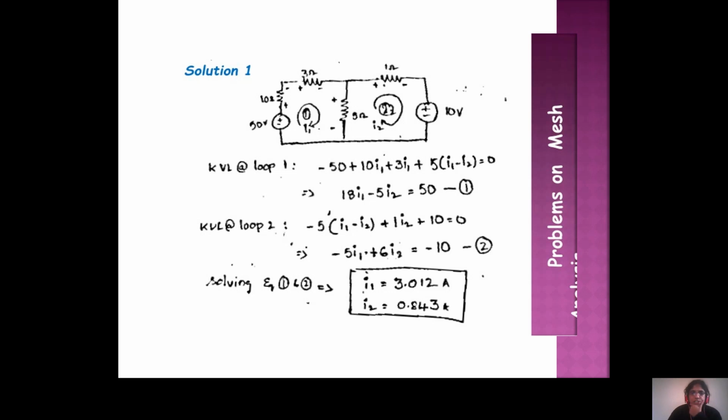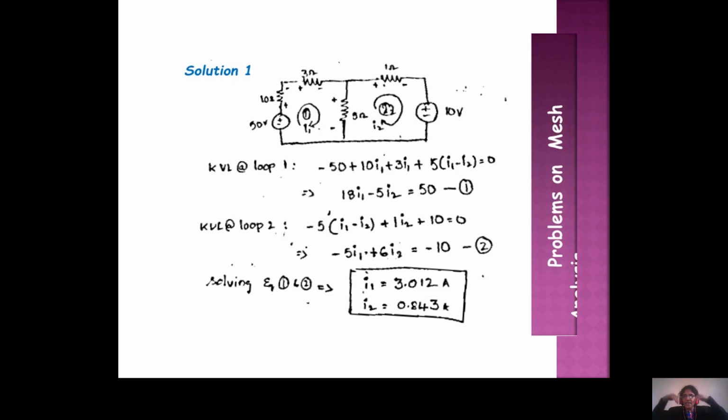So plus minus 2 plus, so plus 50, plus 2 minus minus 10 I1, plus 2 minus minus 3 I1, and plus 2 minus minus 5 into I1 minus I2. Why am I taking I1 minus I2? Because this 5 ohms is related to both the I1 loop and the I2 loop. If I take the first loop, the polarity refers to the first loop current. If I write down the second loop, the polarity refers to the second loop current. So for the 2 loops it must be 5 into I1 minus I2.